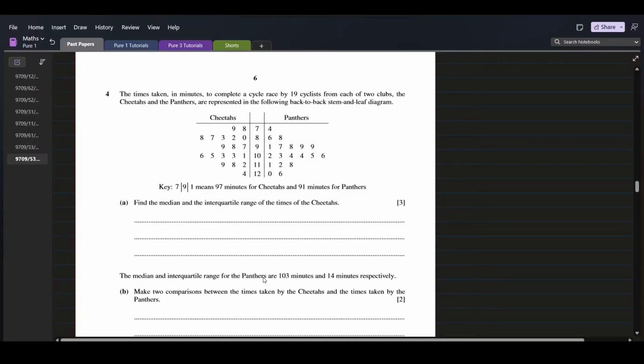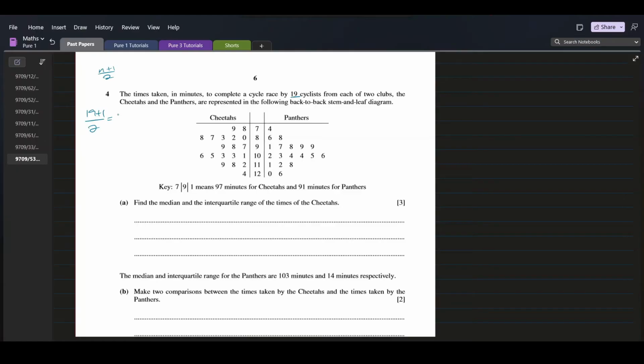Number 4. The times taken in minutes to complete a cycle race by 19 cyclists from each of two clubs, the Cheetahs and the Panthers, are represented in the following back-to-back stem and leaf diagram. Okay, part A, find the median and the interquartile range of the times of the Cheetahs. So since we have 19 cyclists, our median position will be 19 plus 1 over 2. We're using the formula n plus 1 over 2 to get the median position. So our median position is number 10.